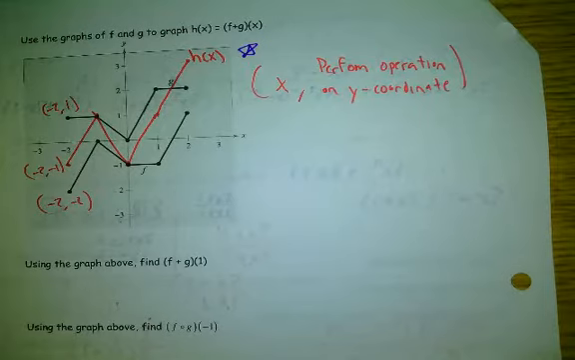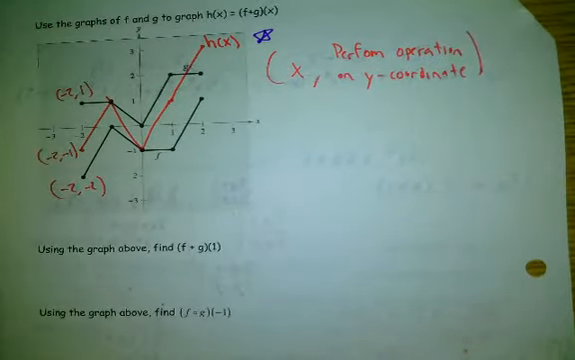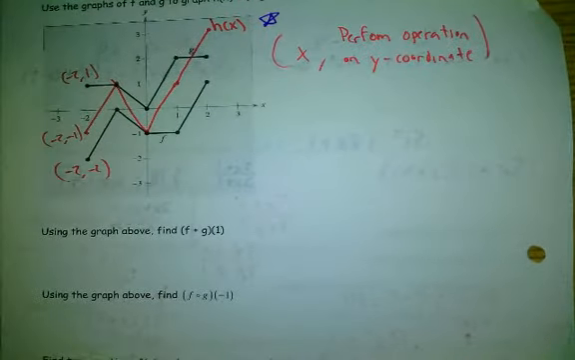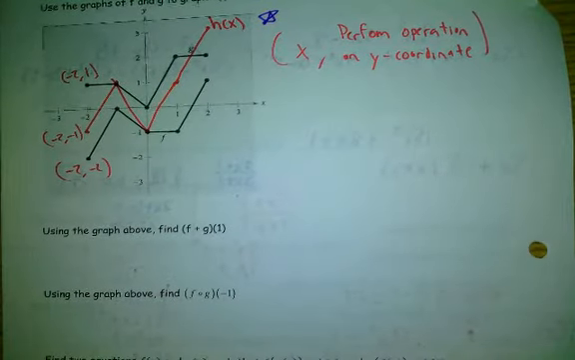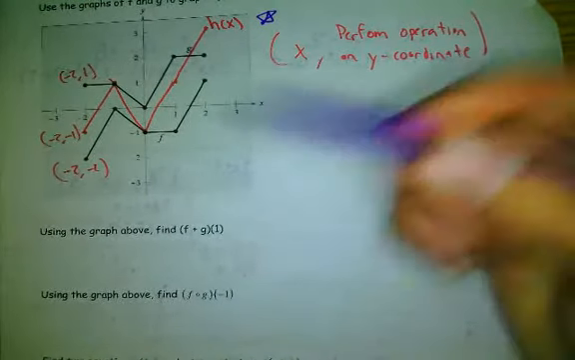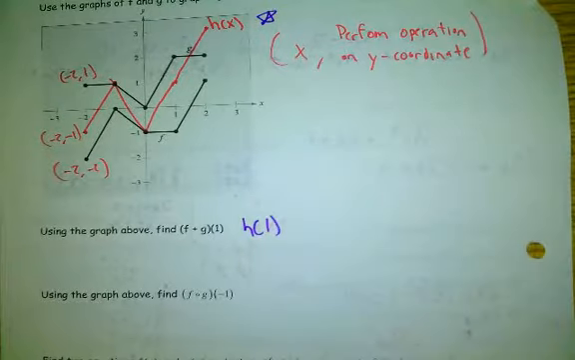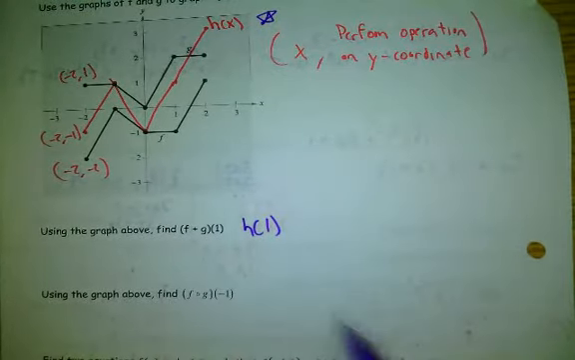All right, now that you have a graphical representation of h of x, we can answer the questions. It says, using the graph above, find f plus g of 1. So what am I asking you to do? What am I asking you to find? In reality, I'm asking you for h of 1. Do you guys agree? Because h represents the f plus g, right? So what is h of 1? 1. Cool?